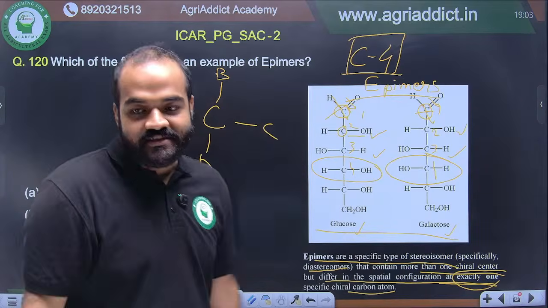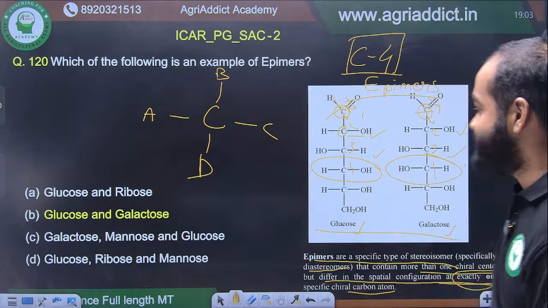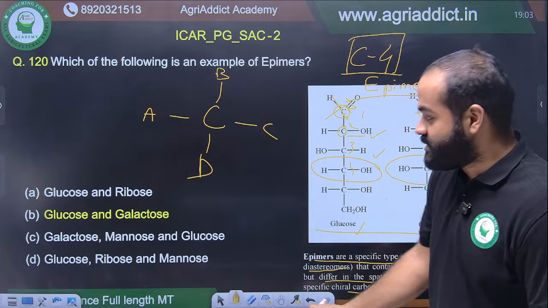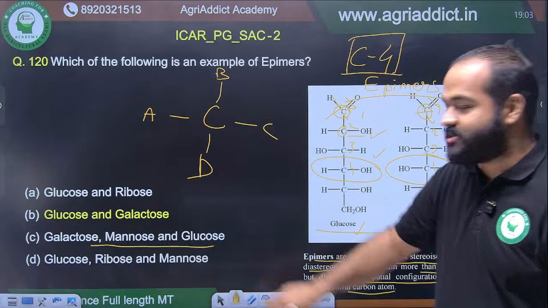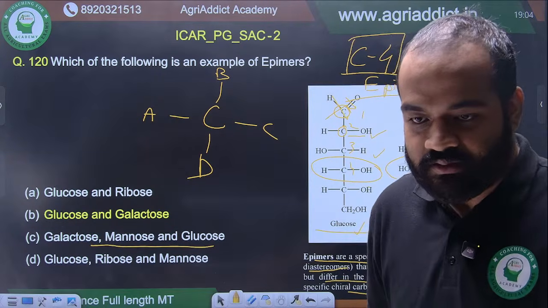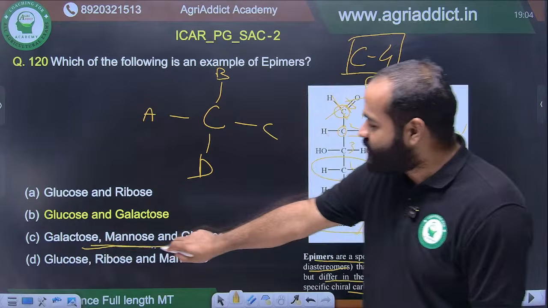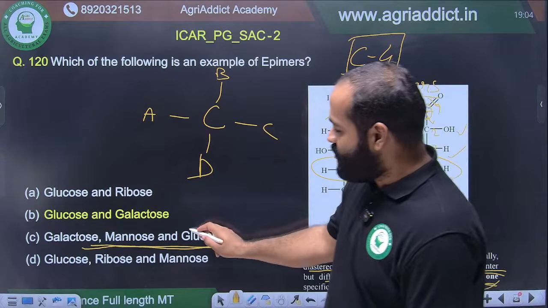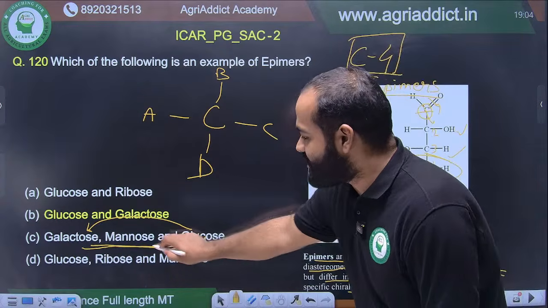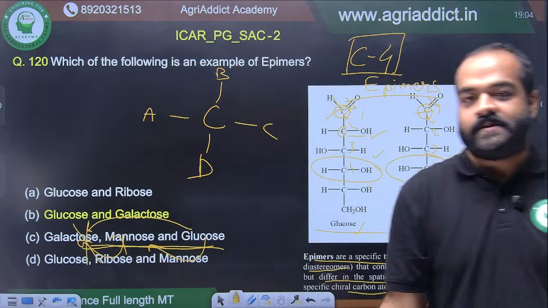Someone has written, very good, I was seeing glucose, galactose and glucose, mannose. Yes, see how cleverly they have given the option. They have given galactose, mannose and glucose. It is very easy to get confused. But here, among these three, all three are not epimers. Glucose and galactose are epimers. And glucose and mannose are epimers. But mannose and galactose are not epimers. So this option will not be there.